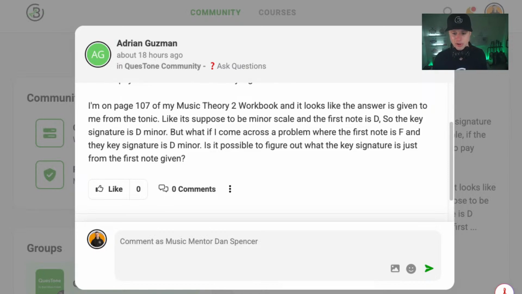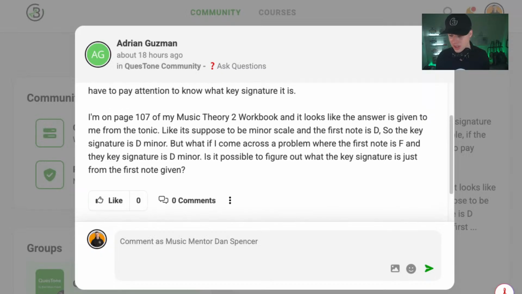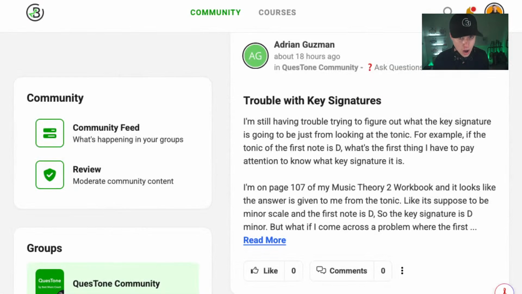What if I come across a problem where the first note is F and the key signature is D minor? It's possible to figure out the key signature from just the note given. From one note, no, it's not typical that you're going to figure out a key signature from a single note that has one instance of that one note.